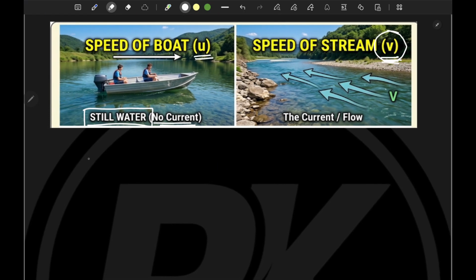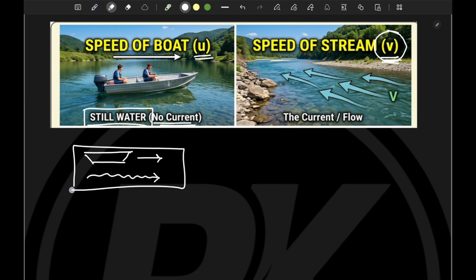Now tell me, if this is the boat moving in this direction and the stream of water, or current flow, is in the same direction, tell me, the boat's overall speed will be such that you will cover the distance early, right? So this we call downstream.